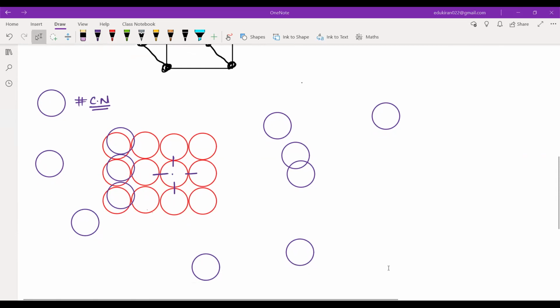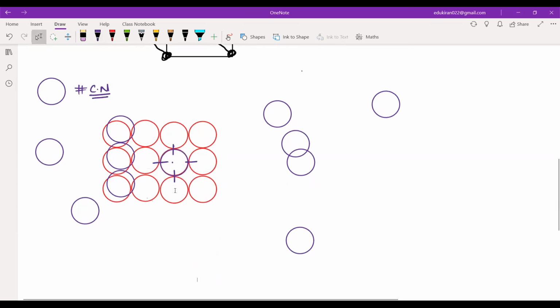Yes or no? Khalil, all of you can see now. There will be one atom just above it, correct? Blue atom. We'll place the blue atom just above it. Now it is touching how many atoms? The red ones? 5.